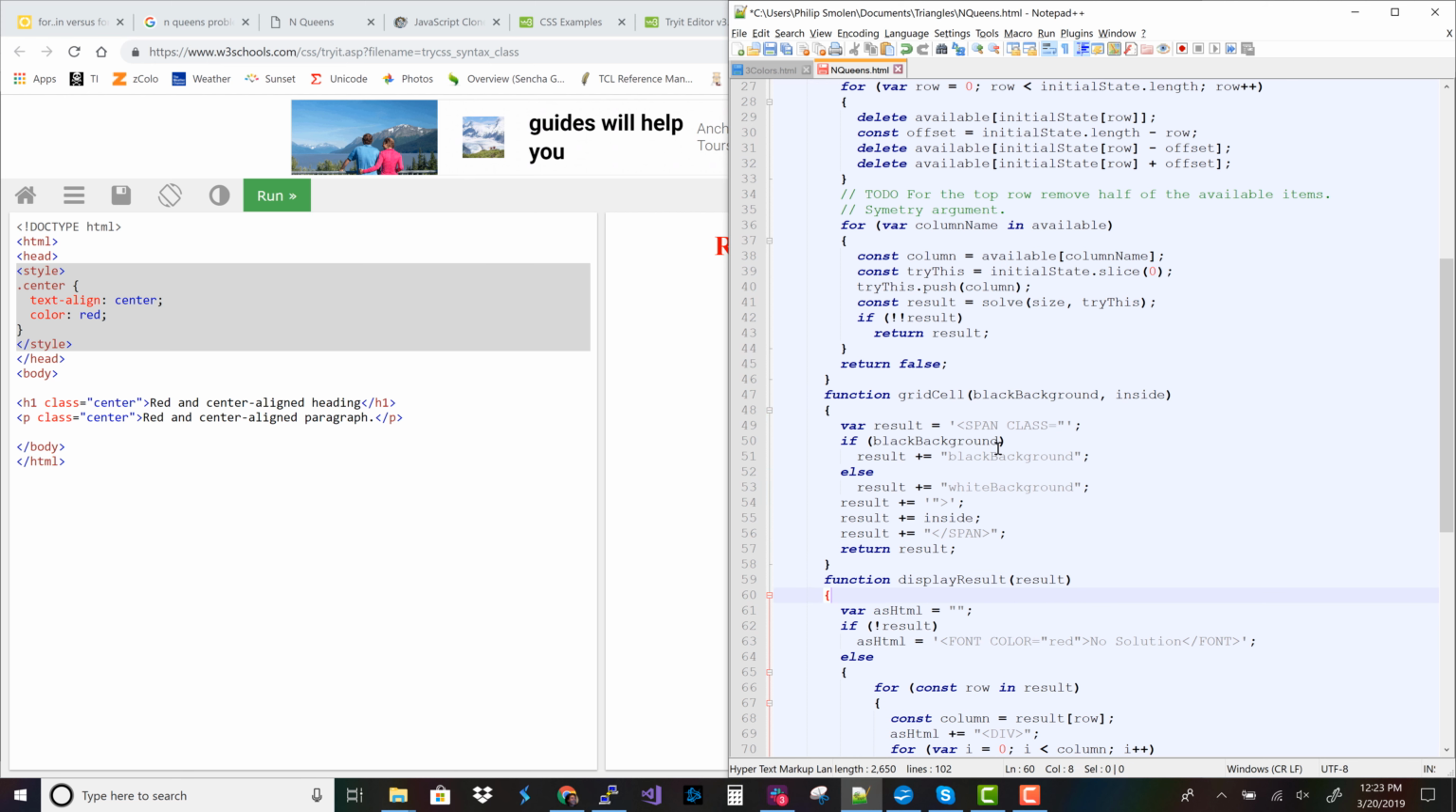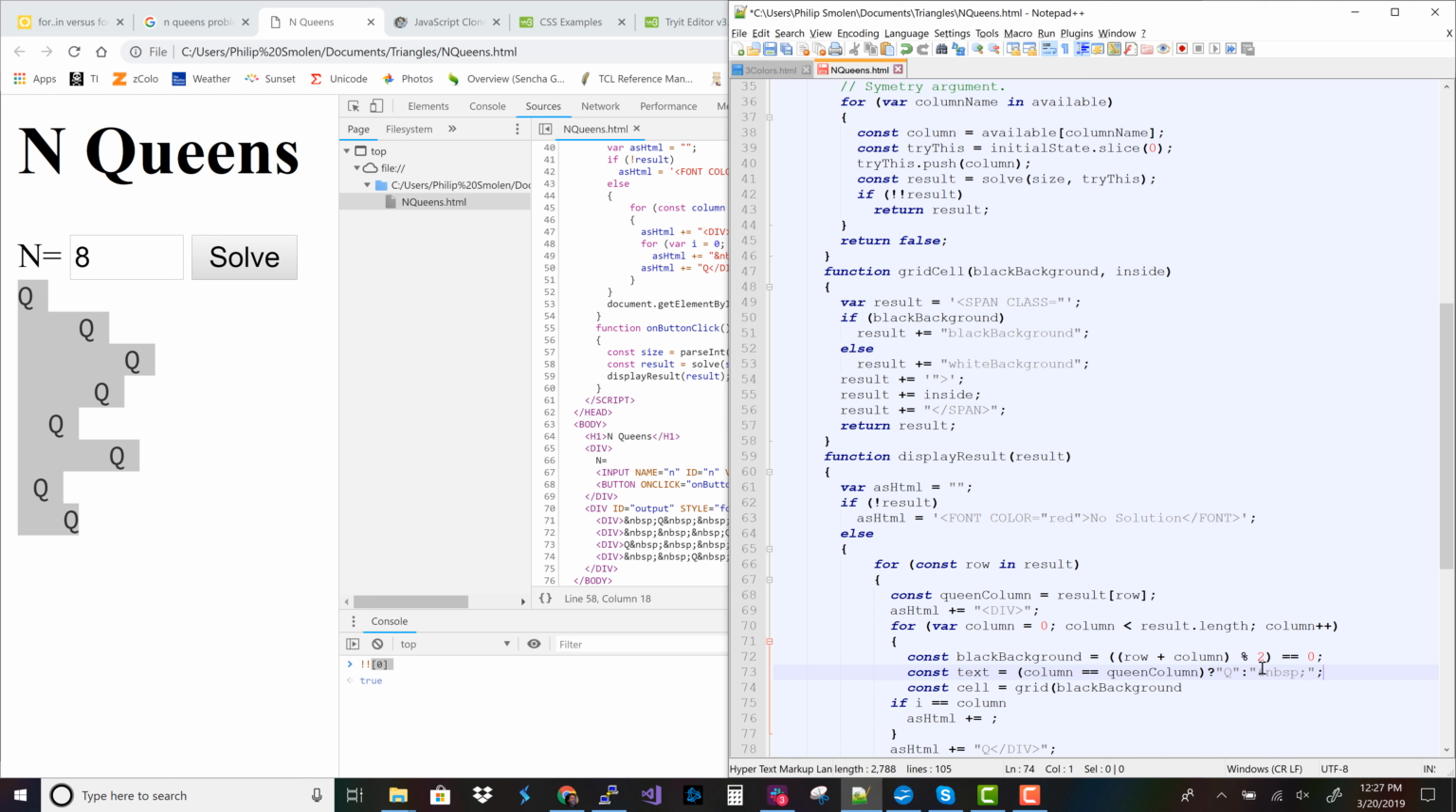And we'll say if the current column that we're looking at is the same as the queen column, then we'll print up a Q. Otherwise, we'll do that non-breaking space. I think we're spending more time on some of this formatting than on the original problem, but that's fine.